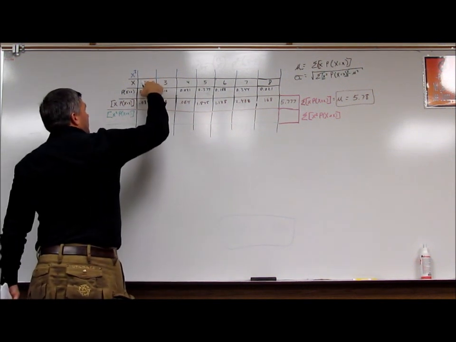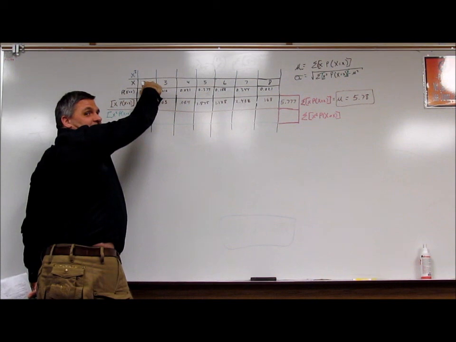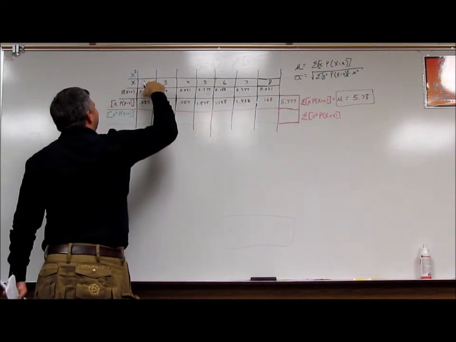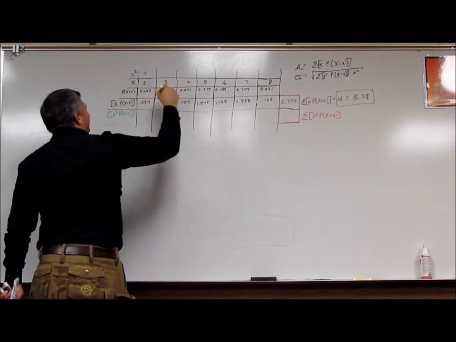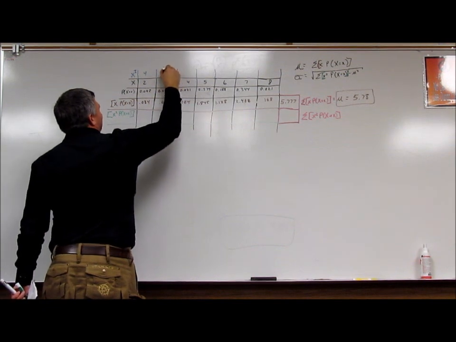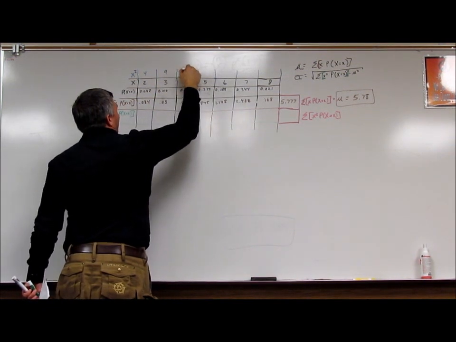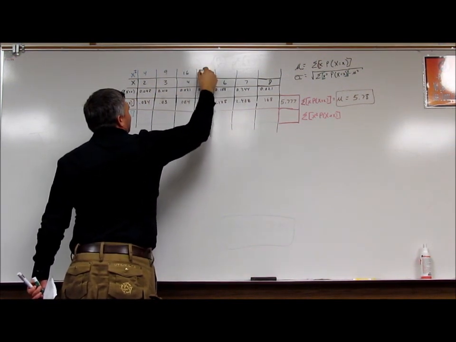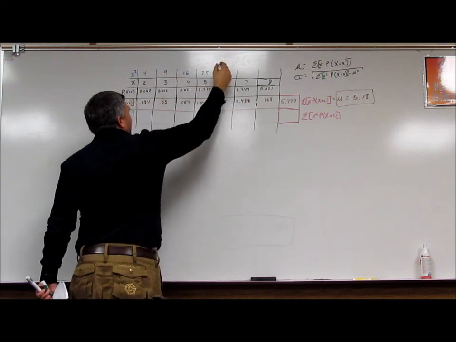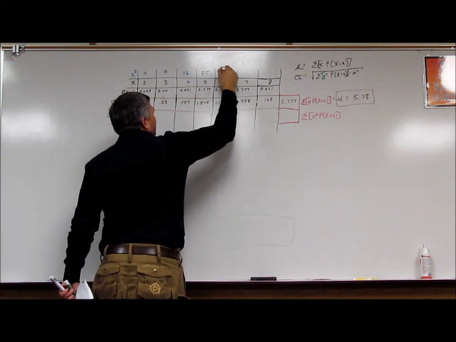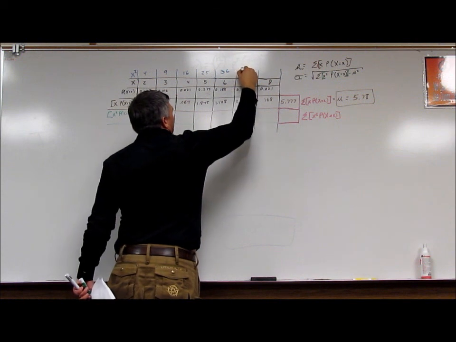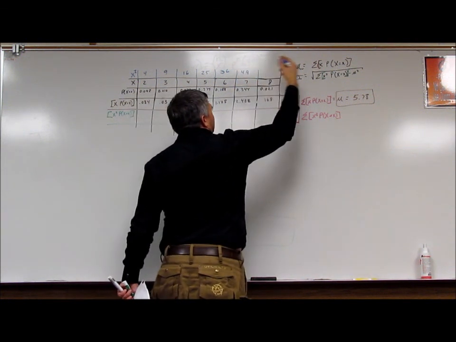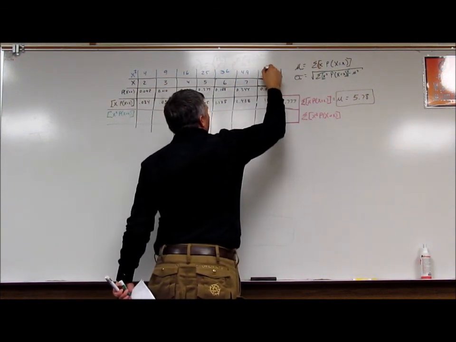So 2 squared is 4. 3 squared is 9. 4 squared is 16. 5 squared is 25. 6 squared is 36. 7 squared is 49. 8 squared is 64.